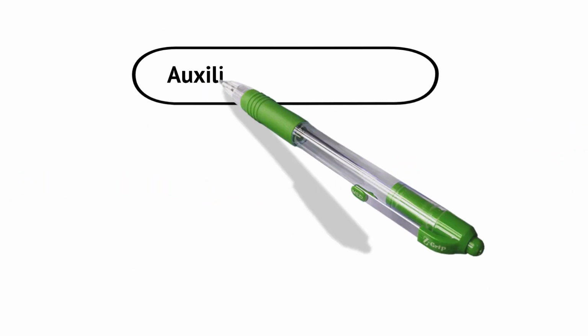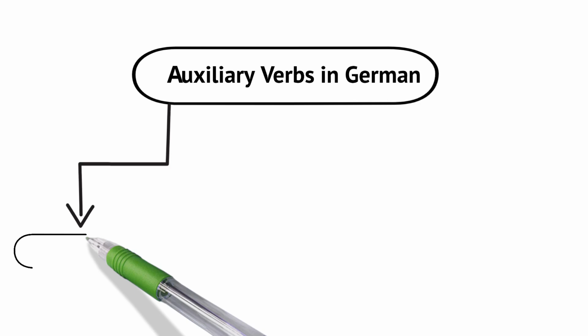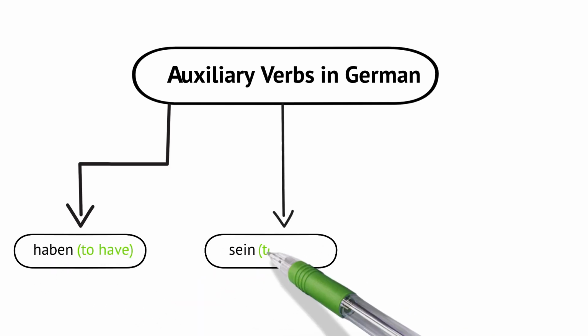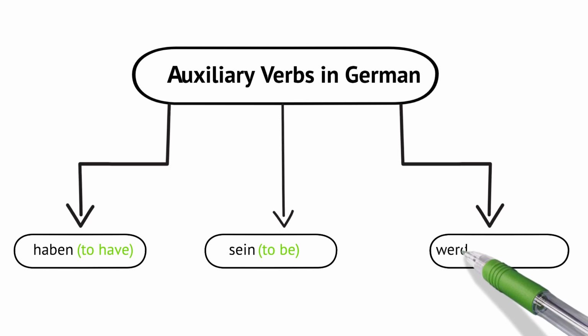There are 3 auxiliary verbs in German. Haben, which means to have. Sein, which means to be. Werden, which means to become.